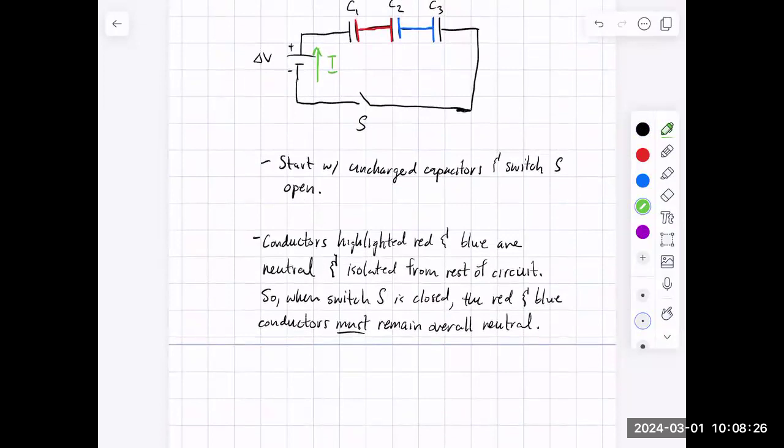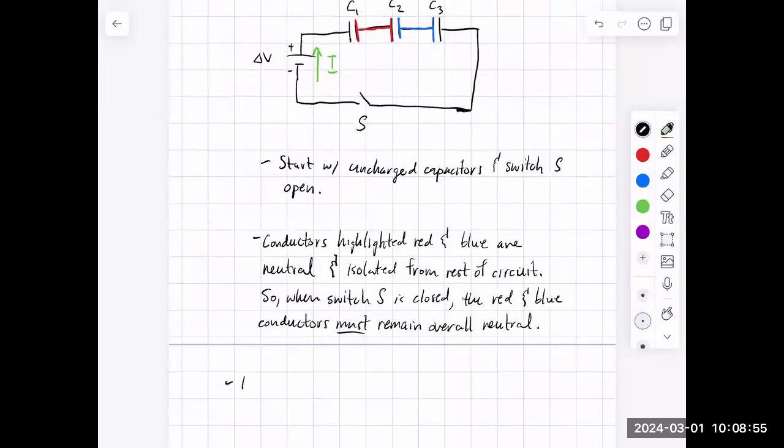What's actually happening in the circuit is that an electron from the left-hand plate of C1 would be pulled off. It would go around the circuit in the counterclockwise direction and be deposited on the right-hand plate of C3. And that will continue. And so we'll accumulate a positive charge on the left plate of C1 and a negative charge on the right plate of C3.